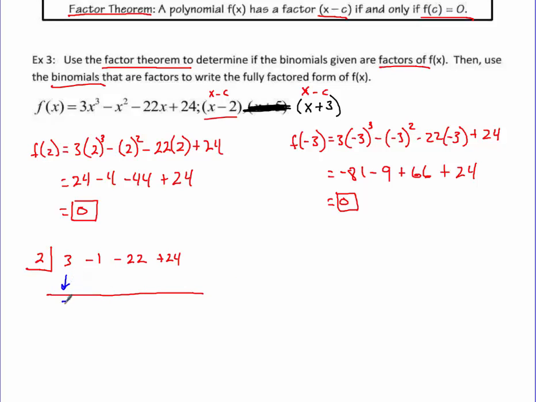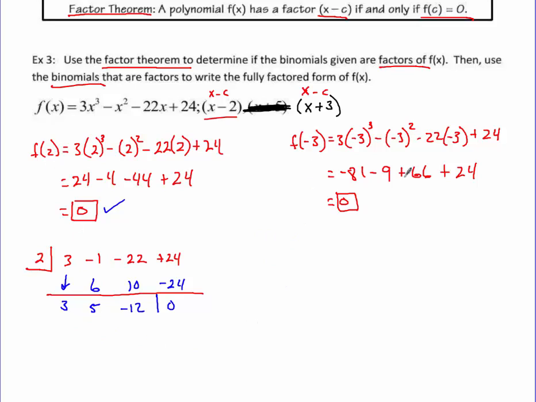So bring down the 3. 3 times 2 is 6. Negative 1 plus 6 is 5. 2 times 5 is 10. Negative 22 plus 10 is negative 12. 2 times negative 12 is negative 24. Gives us a remainder of 0, which is what we should expect because we already found out the remainder will be 0 when we divide this by x minus 2.